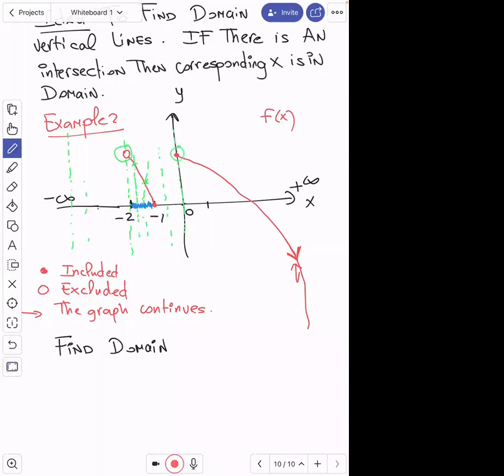Then you continue, so you still have an intersection all the way to positive infinity, right? Because at positive infinity your graph goes all the way down. So you're supposed to have an intersection when you arrive very close to positive infinity. So the domain in this case, you have an intersection with the graph between 0 and positive infinity.